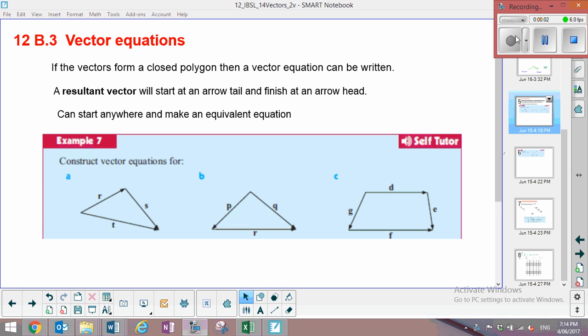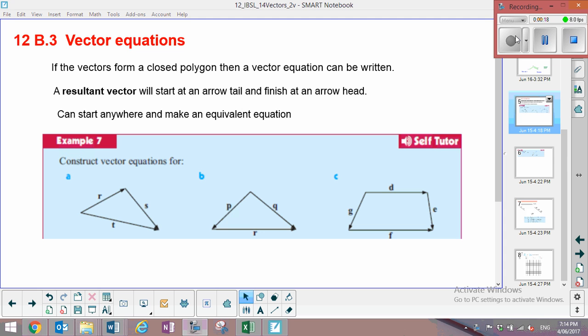Hello IB. Today we're looking at 12B3, which is vector equations. So far we've looked at vectors, what they are and how we can describe them. Now let's see about doing some vector equations. We've looked at these a little bit before.